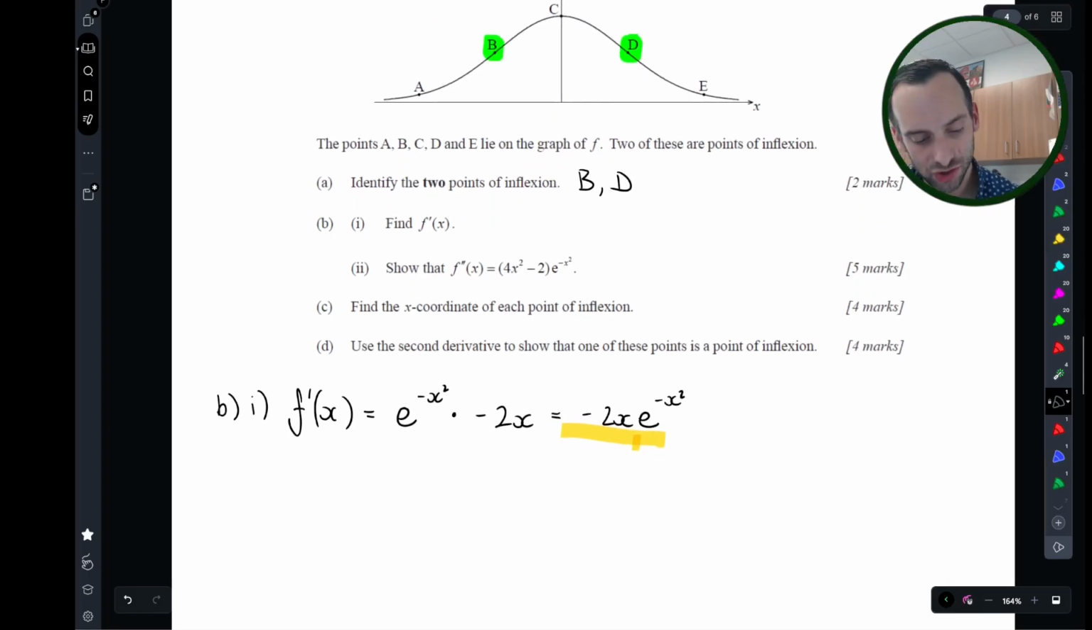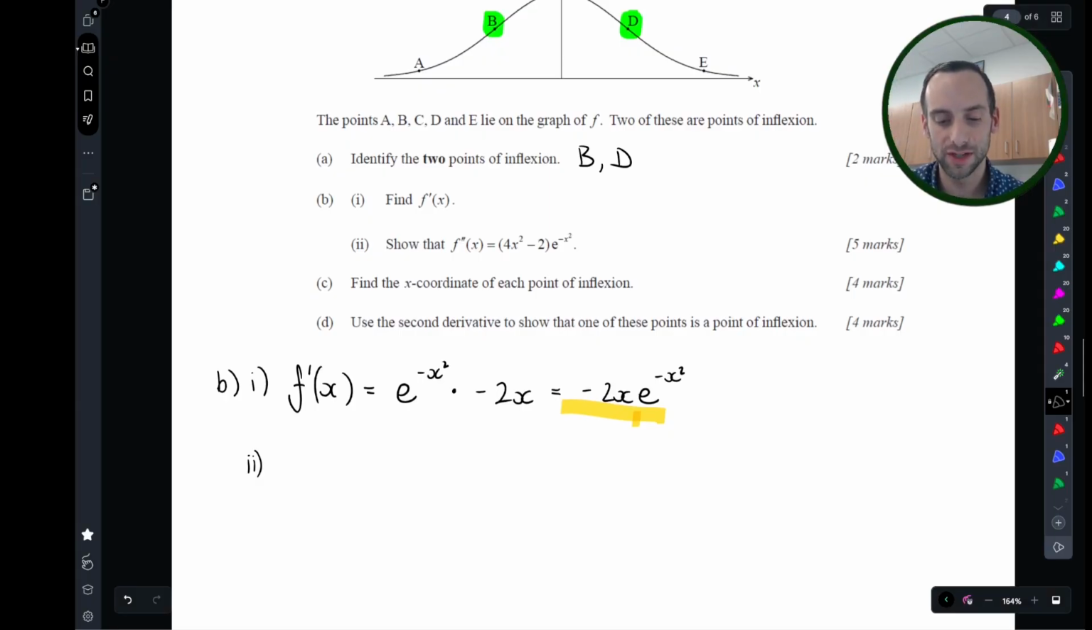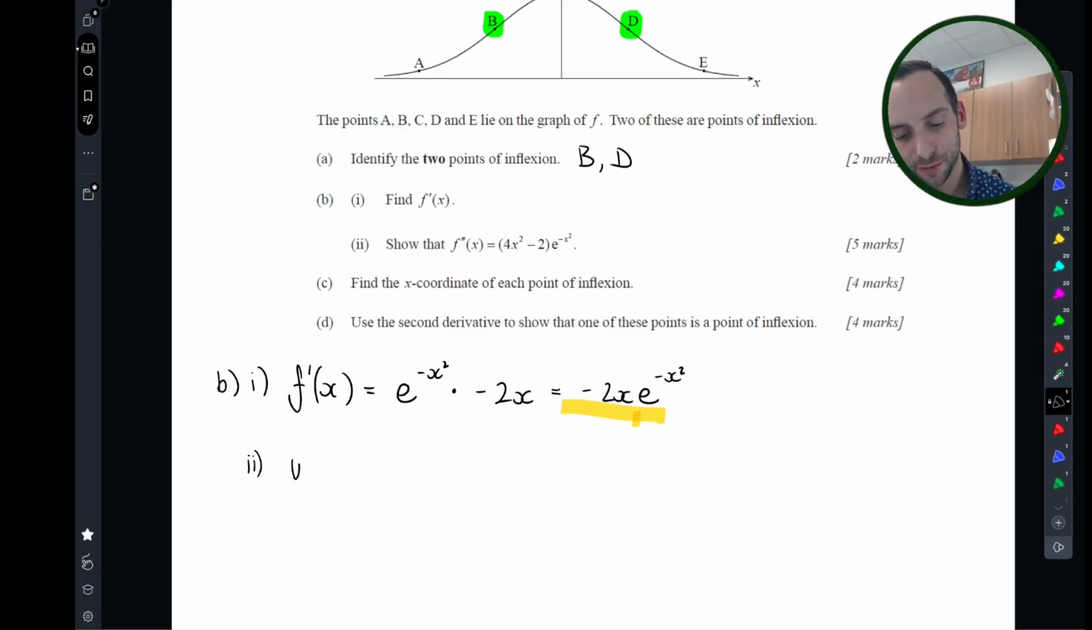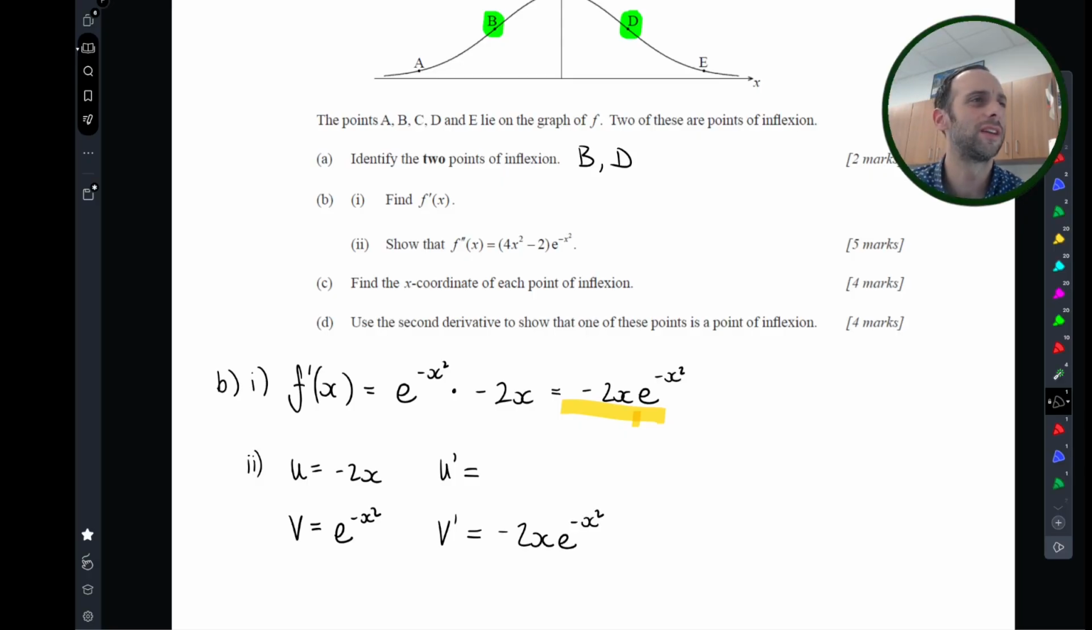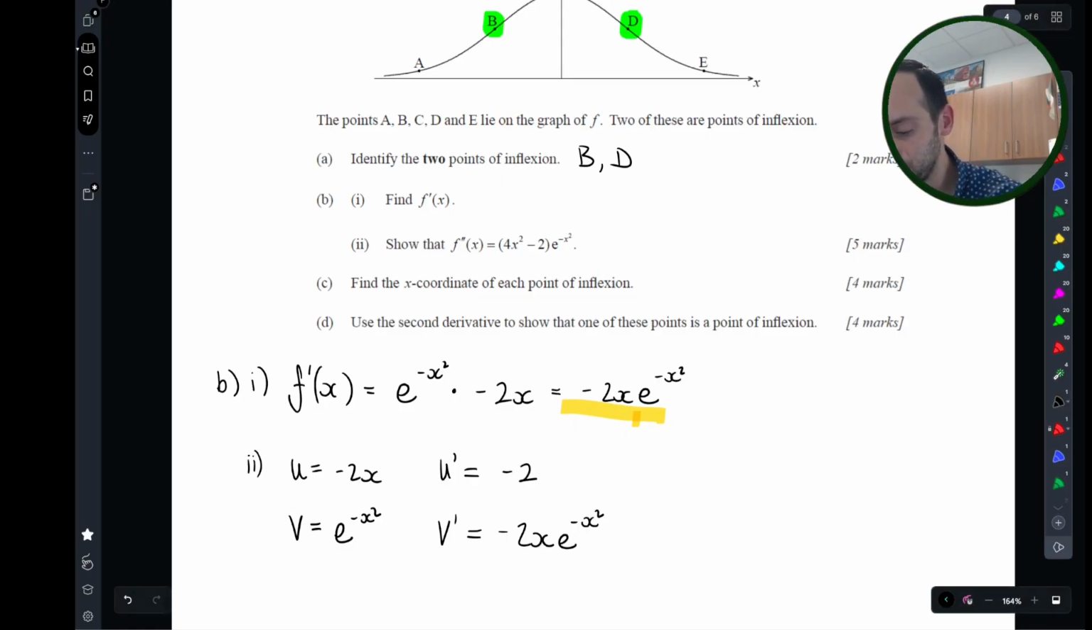Second part of this question is to show that, so they're giving us the answer. We're asked to show that the second derivative is 4x squared minus 2 times e to the negative x squared. Now, in order to take the second derivative, we need to apply a product rule, because we have negative 2x times e to the negative x squared. So we'll get all of our ingredients for our product rule together. Our u is negative 2x. Our v is e to the negative x squared. We've already taken the derivative of e to the negative x squared. We know that's negative 2x e to the negative x squared from part B, part 1. And then u primed here is clearly negative 2.